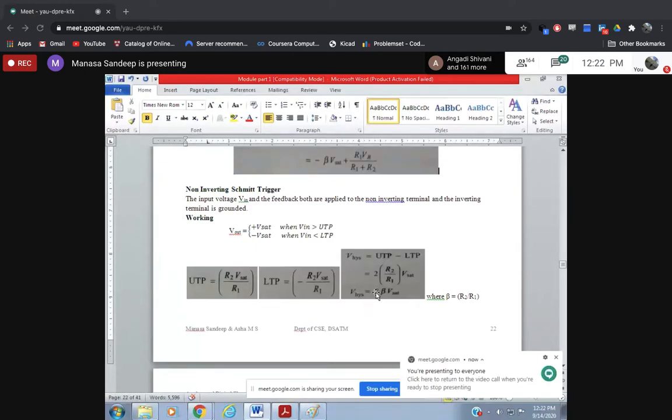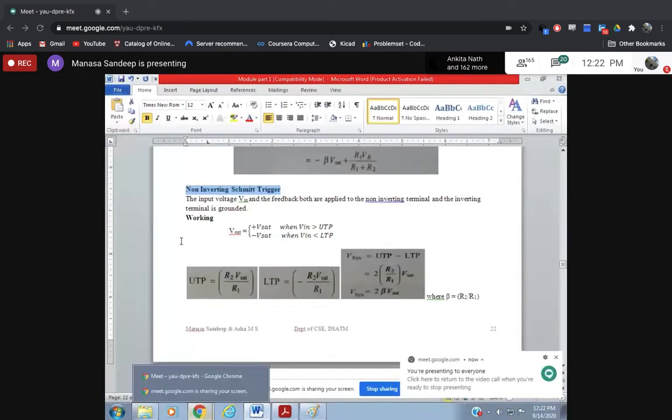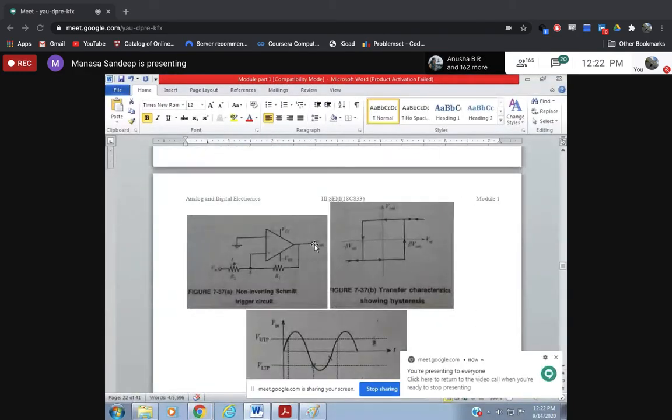Okay, so guys, we are done with the inverting Schmitt trigger. Next we have the non-inverting Schmitt trigger. What is this non-inverting Schmitt trigger? The only change here is the input, which you apply to the positive terminal. What about feedback? Feedback is also positive feedback, so we apply it to the positive non-inverting terminal only. Both input as well as feedback are applied to the non-inverting terminal.